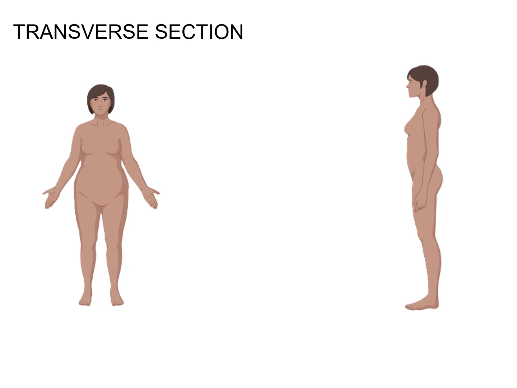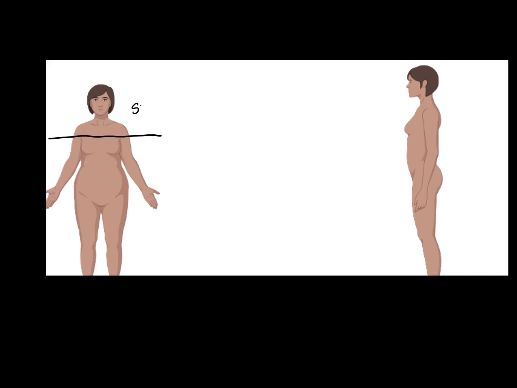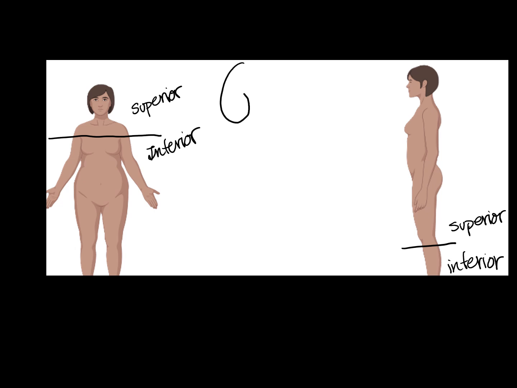Transverse sections cut the body into a superior and an inferior section. So we could cut here into a superior and an inferior section, or we could also cut right here into a superior and an inferior section. These sections usually depict organs with shapes that seem somewhat recognizable by students. For example, you may be able to think about what your kidneys look like by thinking about the shape of a kidney bean.